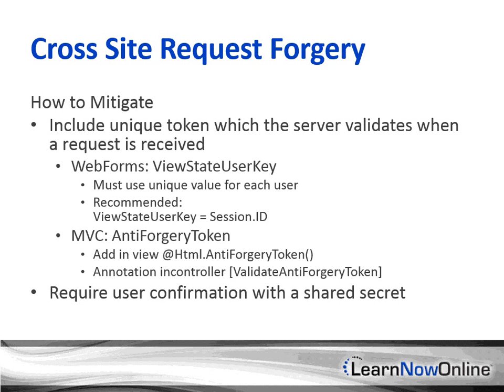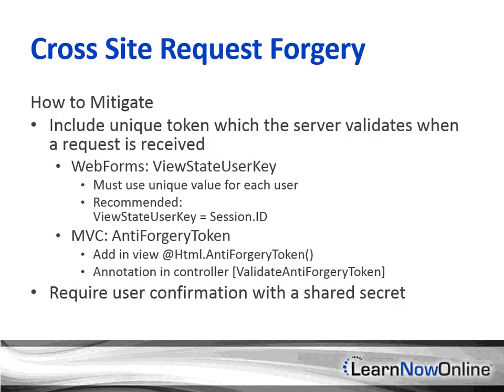The way we prevent the cross-site request forgery attack from happening is we include something unique in the client that the server can validate when the request is received. On web forms, we use the view state user key like we showed you. It must be a unique value for each user, and so it's recommended that you use the session ID for that. On MVC, we can use the anti-forgery tokens, in which case in both the controller and on the view, we add that extra piece of information. Then we require the user to have that confirmation with a shared secret. So we confirm it in our code.